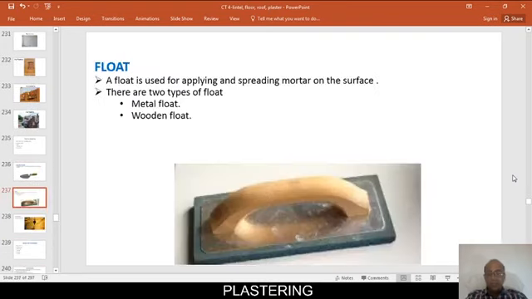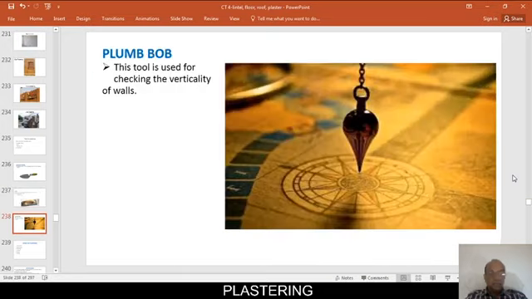Now here we can see the picture of a float. What is a float? A float is used for applying and spreading the mortar on the surface and giving a smooth finish. There are two types of float based on the material from which it is made: a metal float and a wooden float.